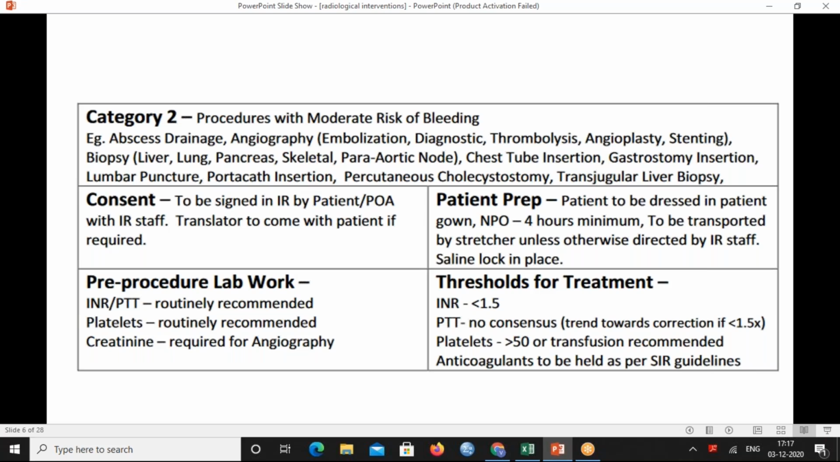Creatinine only if angiography is needed. And the threshold for INR here should be below 1.5. It should be less than 1.5. And platelet count should be more than 50,000. Generally, here we prefer it should be between 70 to 80,000, but the guidelines say more than 50,000 is good enough.